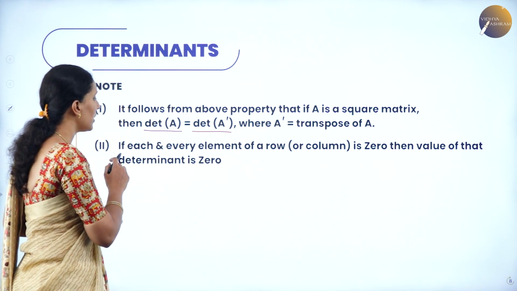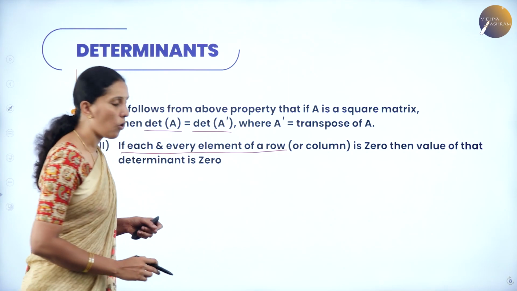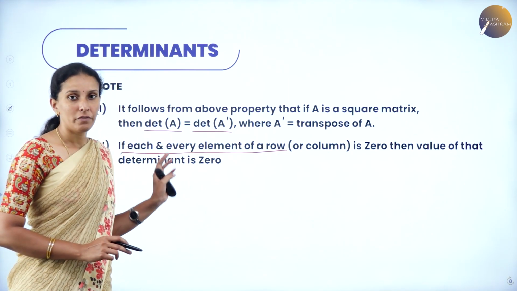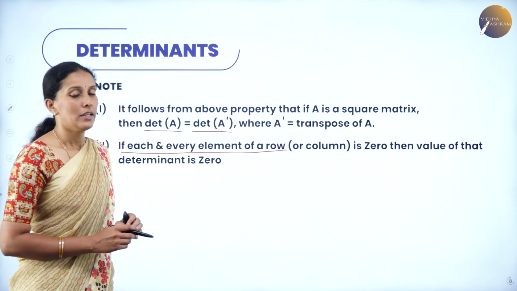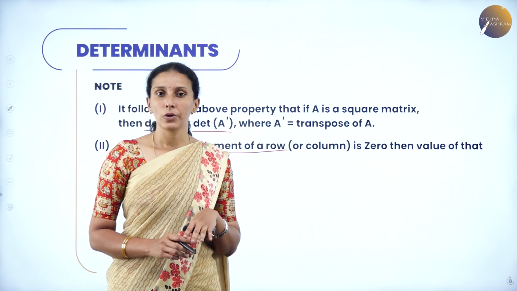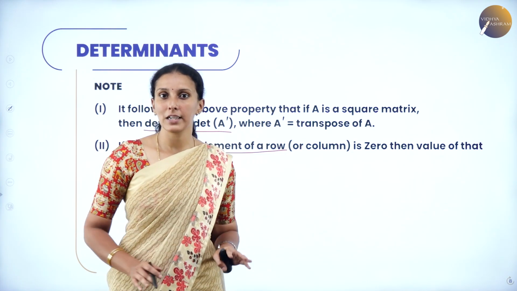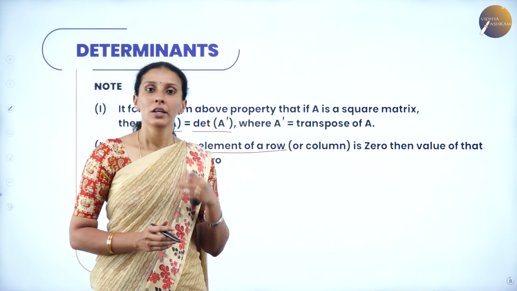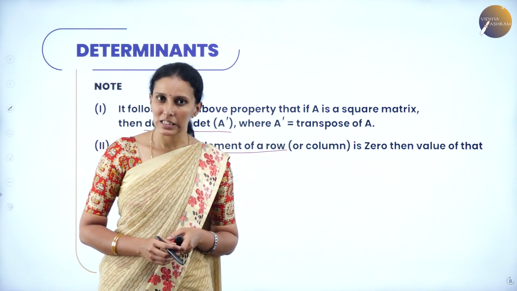Hence, note that determinant of A is always equal to determinant of its transpose. Next is, if each and every element of a row or column is 0, then the value of the determinant is 0, which we have learnt previously. So, which is the property? If any one of the rows is completely 0 or any one of the columns is completely 0, or all the elements of a matrix in the determinant are 0, then the value of the determinant is 0.